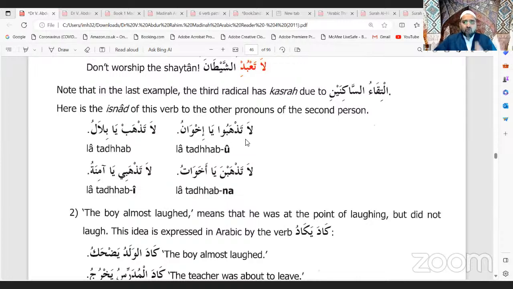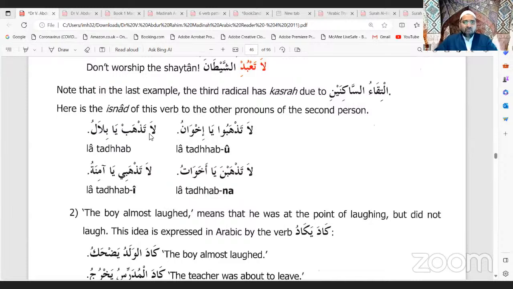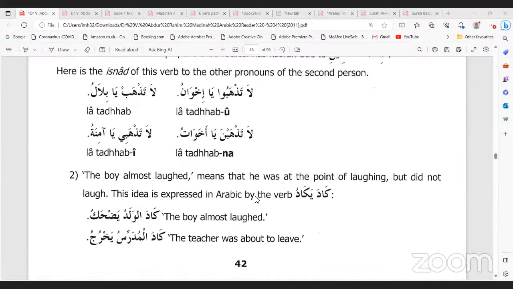La tadhabu, you do not go. Who? Ikhwan, it's talking about the ikhwans. La tadhabu ya ikhwan. La tadhab, you don't go, one person. Who? Ya Bilal. So this is isnad. Isnad is relating the name of a person and the verb together. That's what it means.